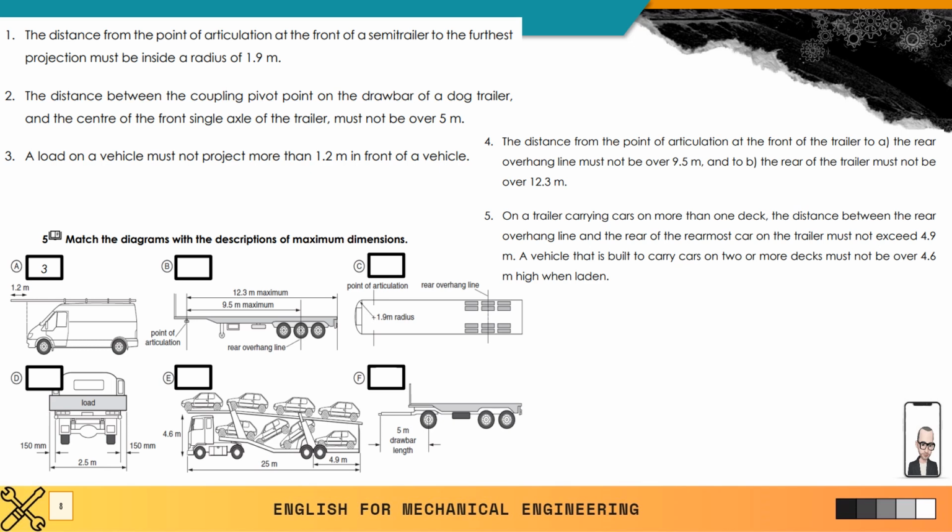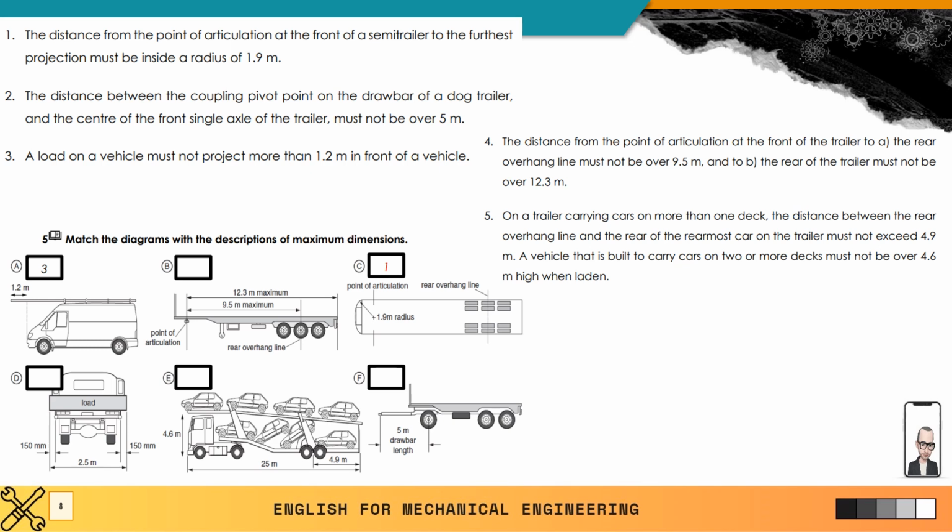So number 1, the distance from the point of articulation at the front of a semi-trailer to the furthest projection must be inside a radius of 1.9 meters. Even if you look at words like articulation, projection, radius, and so on, the most important part of this text for us is 1.9 meters. So we look at our diagrams and we will see that right there in C, we've got point of articulation, 1.9 meter radius.